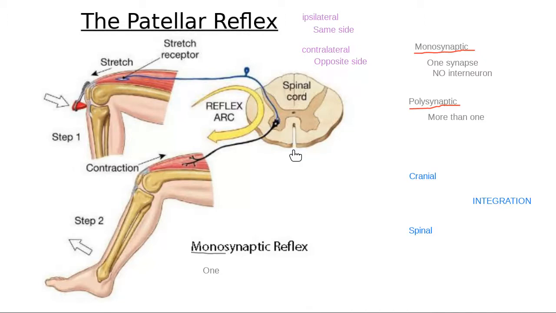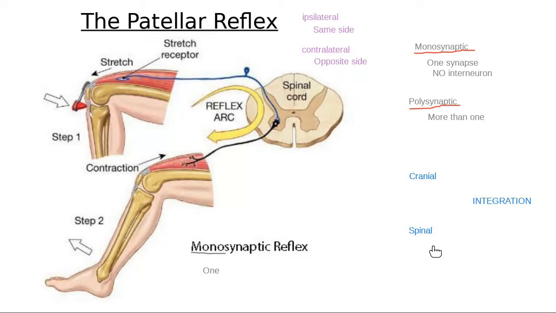Third thing I need to know about the patellar reflex is that it's an ipsilateral reflex. The side that the sensory information came in is the same side that the motor information comes out. The patellar reflex is monosynaptic, ipsilateral, and spinal.